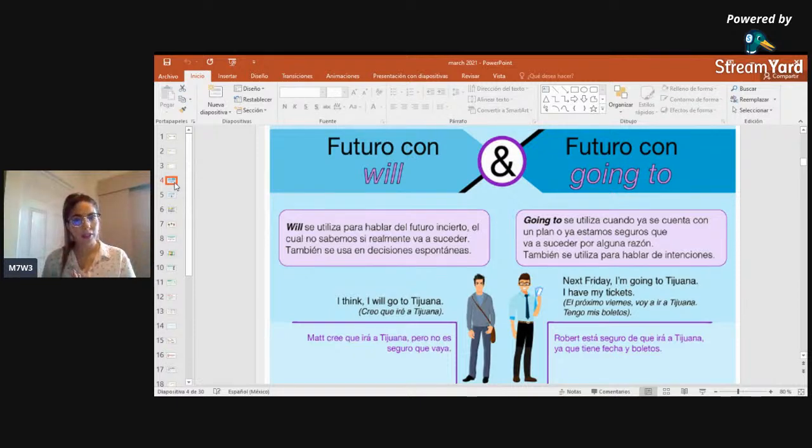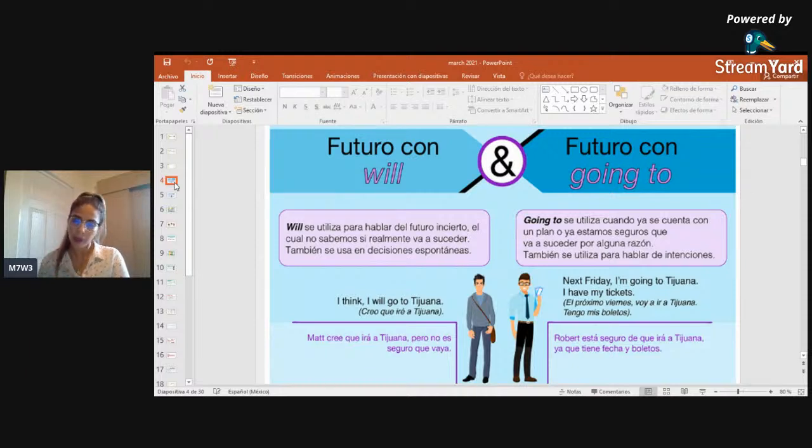And the difference with going to is that it is certain, or you have the 100%, you're sure that you're going to do that thing that you're talking about. In this case, we have maybe a plan, or in case you're planning to travel, you already have the tickets and things like that. So I'm going to give you an example.